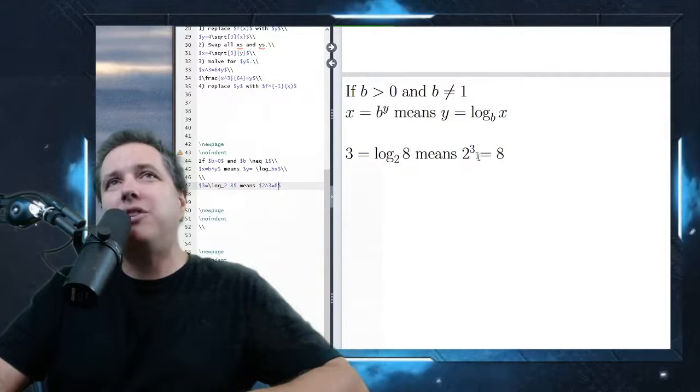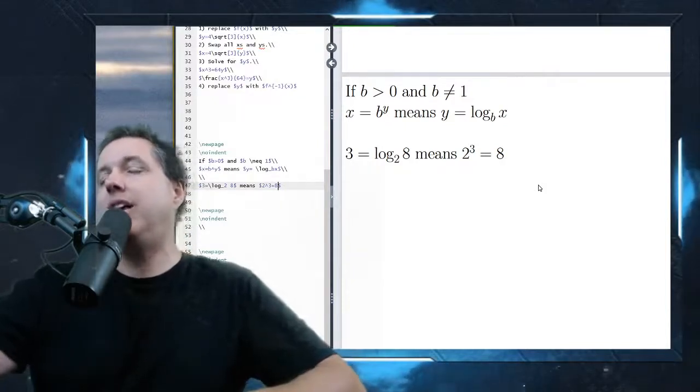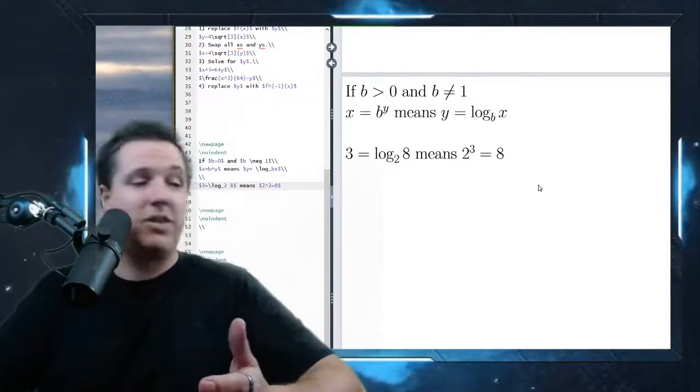You might go, well, why can't I just write it as 2 cubed equals 8? Because we need the logarithm to be the inverse of the exponential function. That's why we have to do it that way.